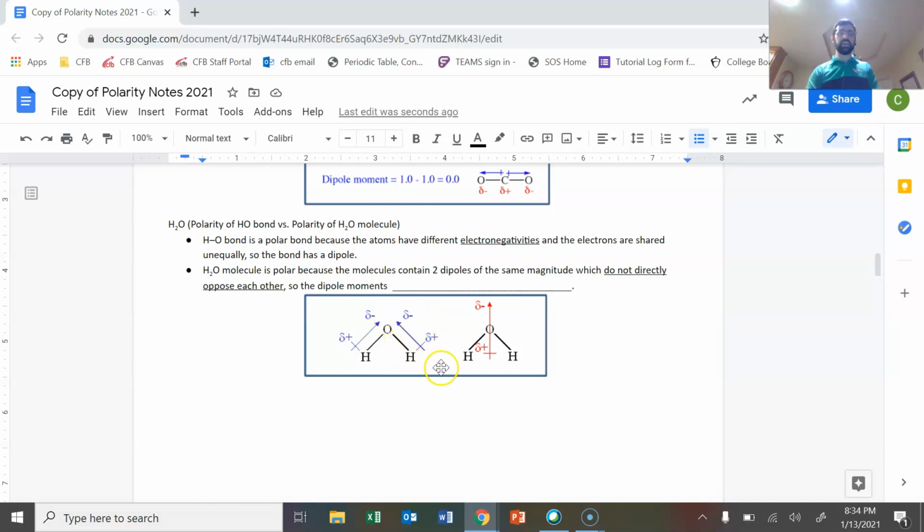In fact, they combine to make one dipole like this, where we have a negative side on the oxygen side and the two hydrogens on this other end have a positive charge. It's because it's bent. They have two dipoles of the same magnitude which do not directly oppose each other, so the dipole moments do not cancel out. They combine.